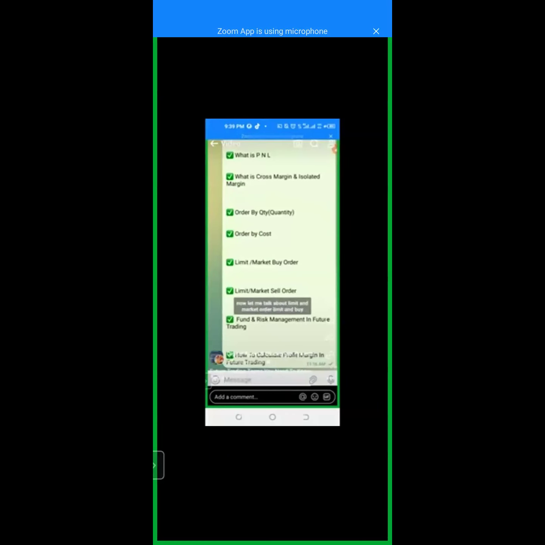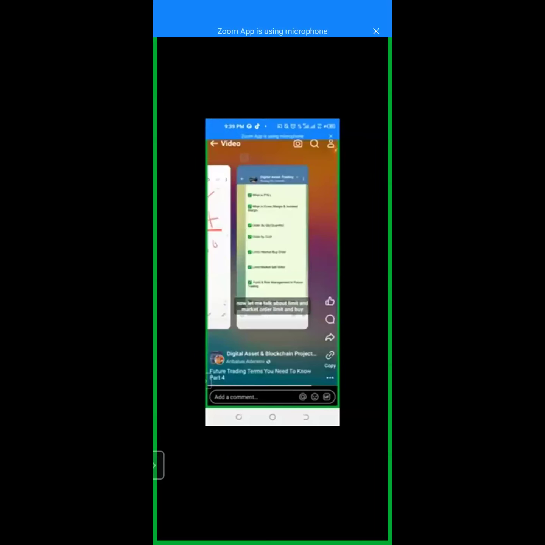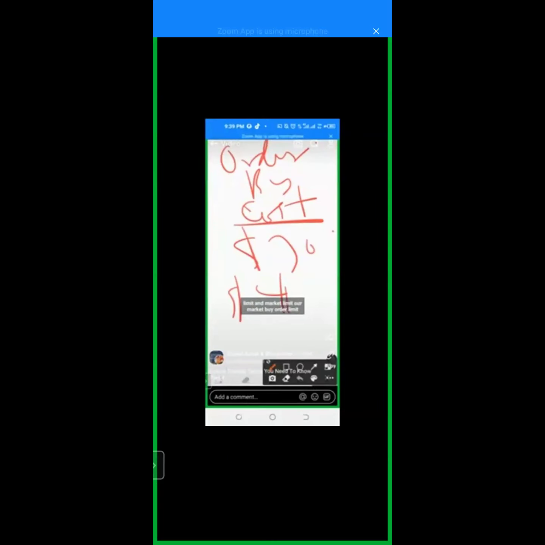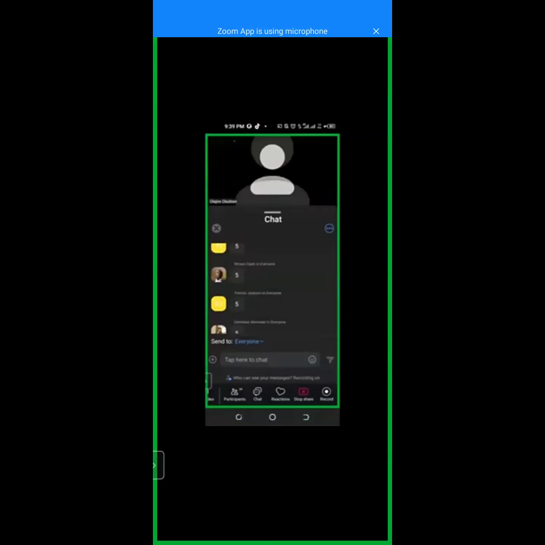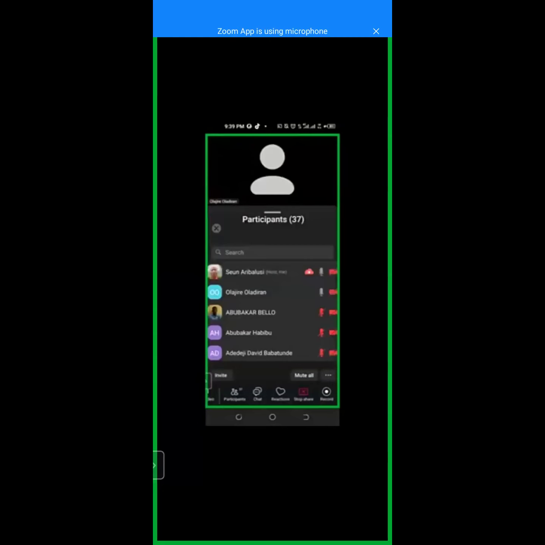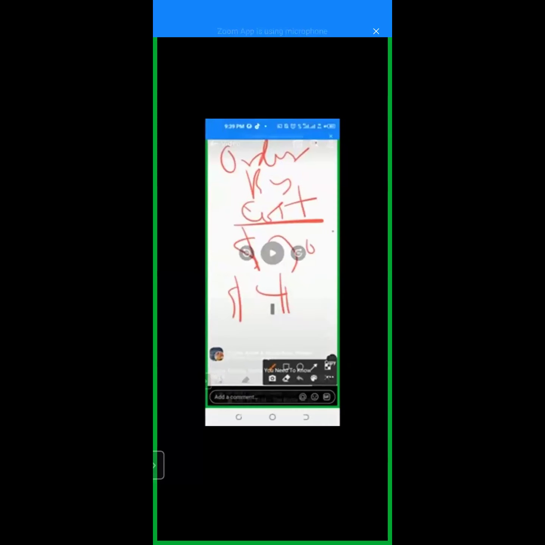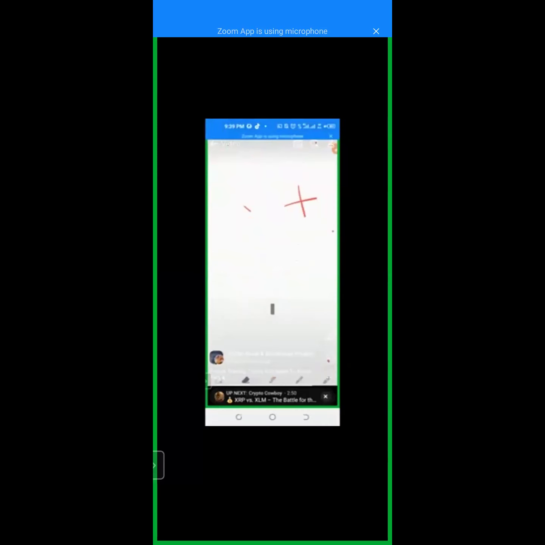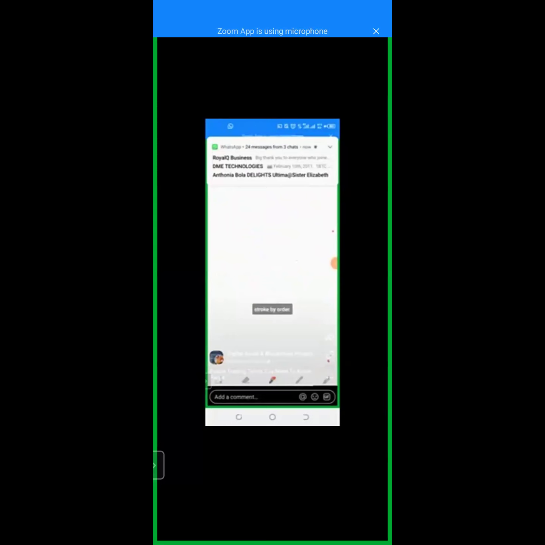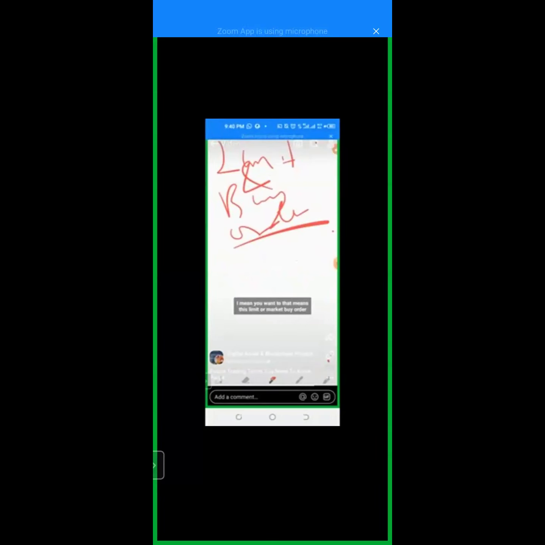Now let me talk about limit and market order. Limit or market buy order means, let's say you want to take a long position, you want to buy a coin that is down, you want to buy it from the bottom, you want to long it.